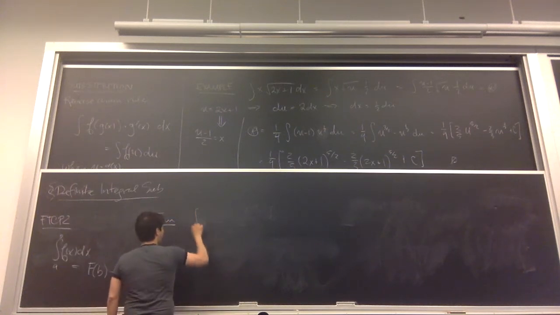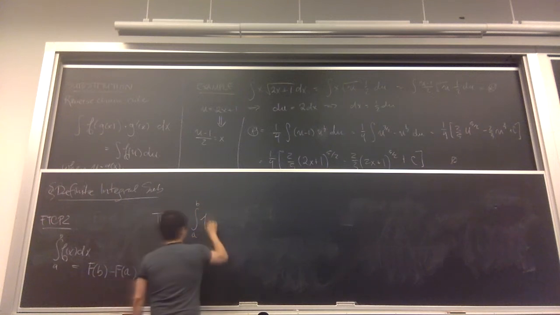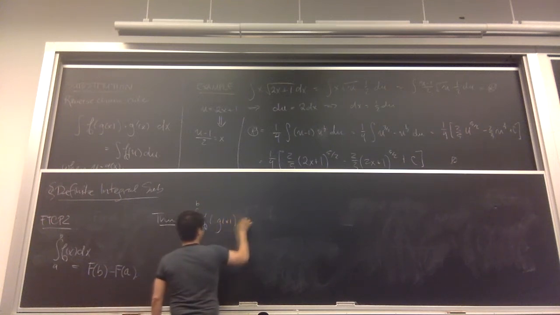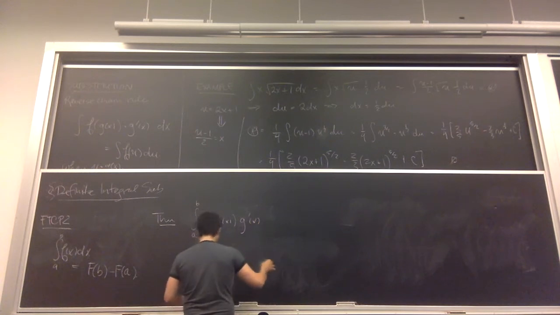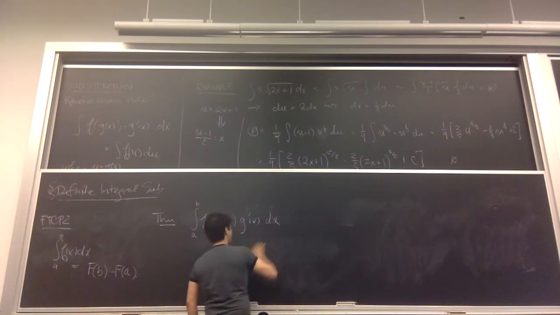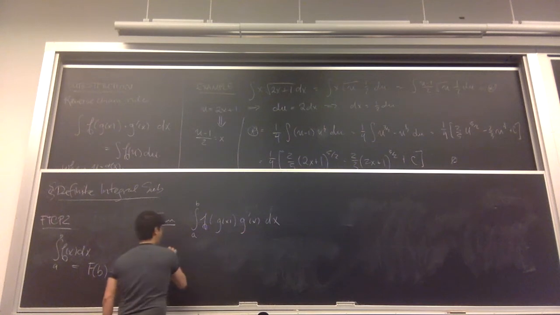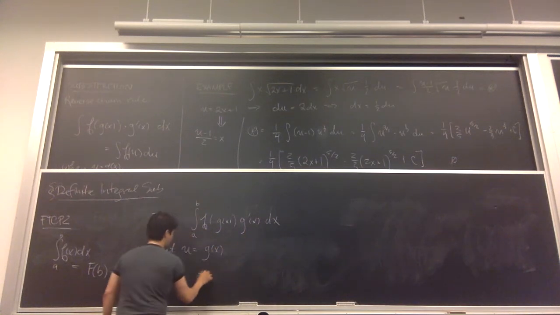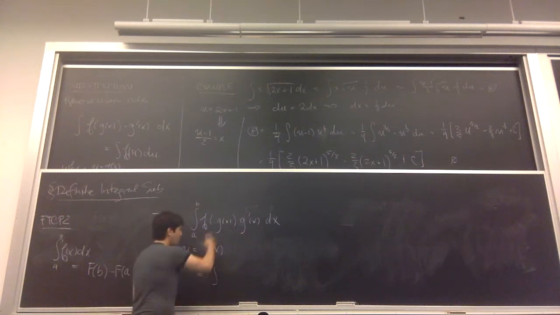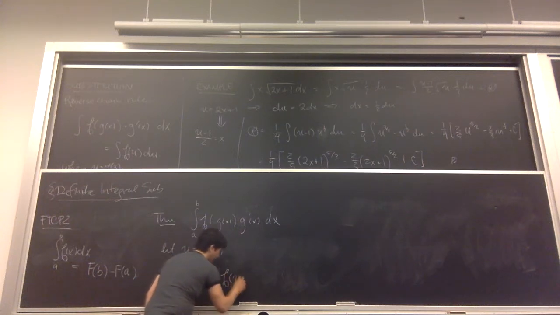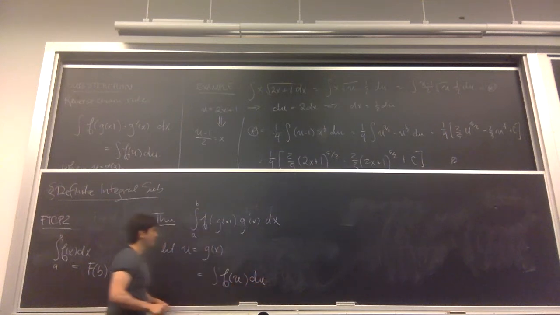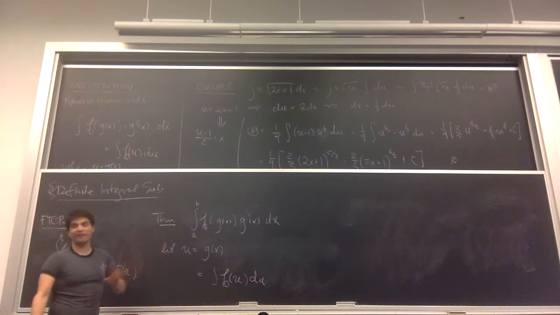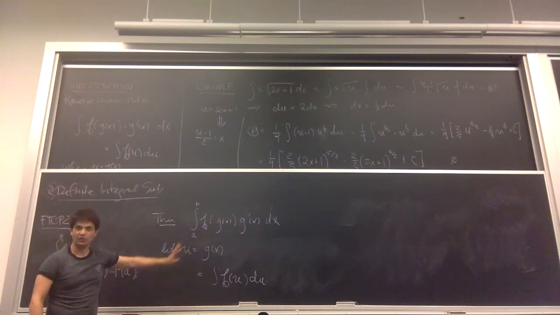If we go from a to b of f of g of x times g prime of x dx, and we let u equal g of x, then this is going to be equal to the integral, and this is the tricky part, I'm going to put in the other thing first, of f of u du. This is the only thing you really have to remember. If you can do indefinite substitution, you can do definite substitution.